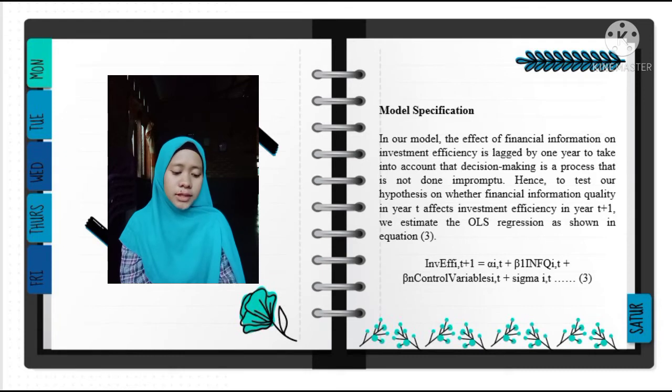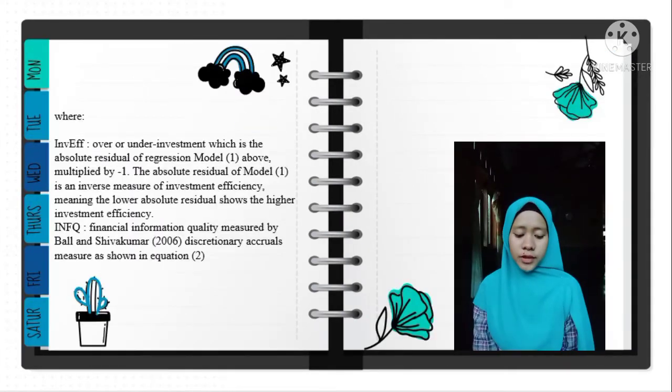ENVEF T plus 1 equals alpha plus beta ENFQ T plus beta control variables T plus epsilon, where ENVEF, over- or under-investment, is the absolute residual of regression model 1 above, multiplied by negative 1. The absolute residual of model 1 is an inverse measure of investment efficiency, meaning the lower the absolute residual, the higher the investment efficiency. ENFQ is financial information quality, measured by Ball and Shivakumar, 2006, discretionary accruals measure, as shown in equation 2.